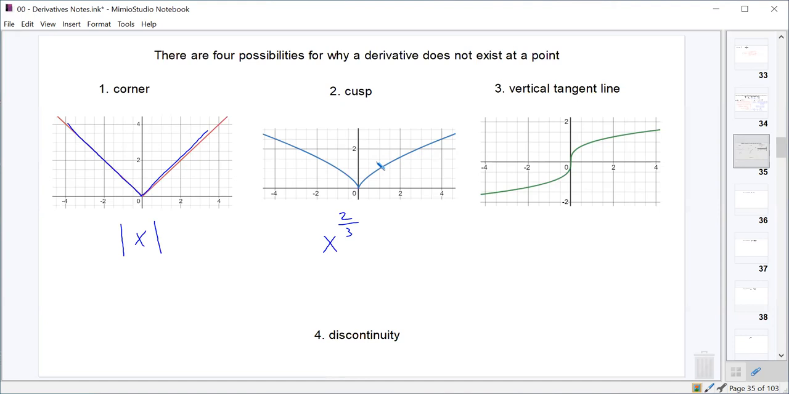And as we come in from this side, we're coming up to a vertical tangent line here in the middle. And a vertical line always has a slope that's undefined, and therefore the derivative, the slope of the tangent line, doesn't exist. So at a vertical tangent line, like on x to the 1/3, we can't have one either. And lastly, a discontinuity. If the function doesn't exist, then the function cannot have a derivative there either.